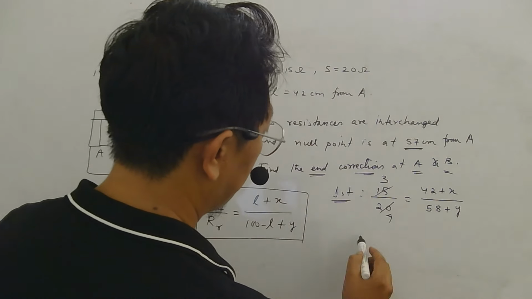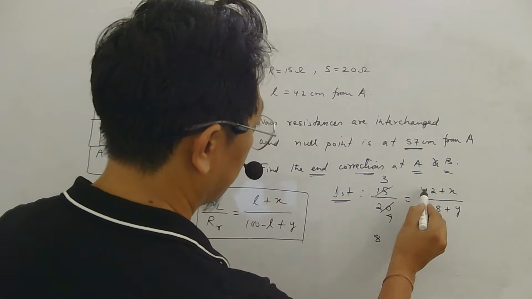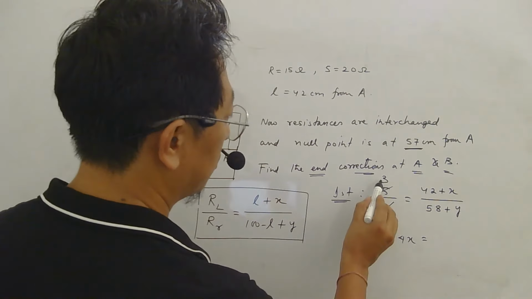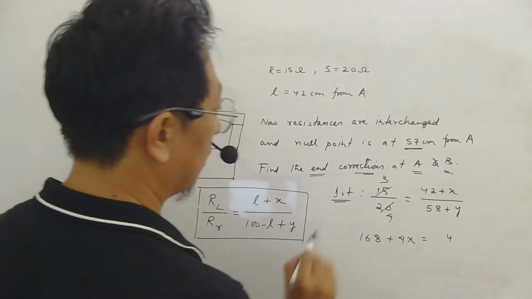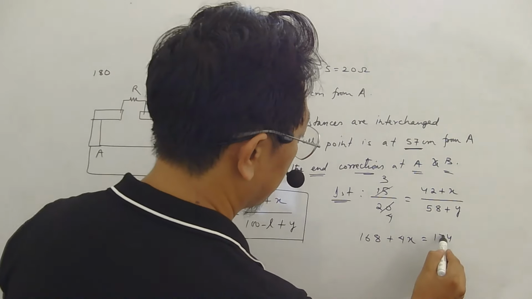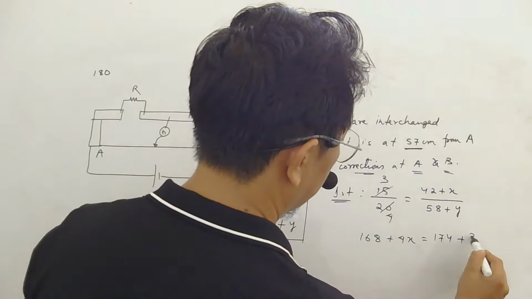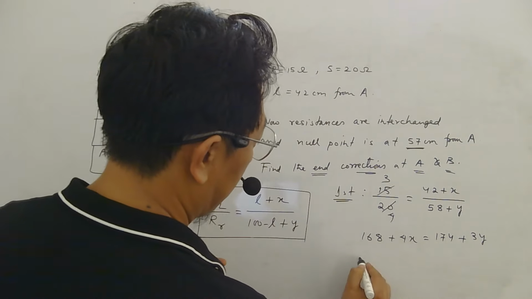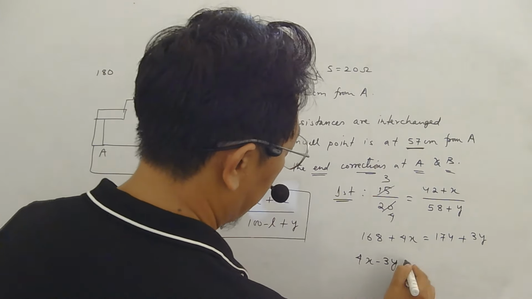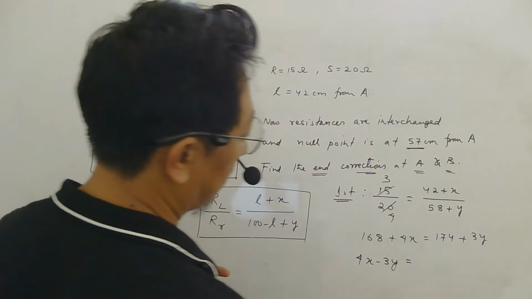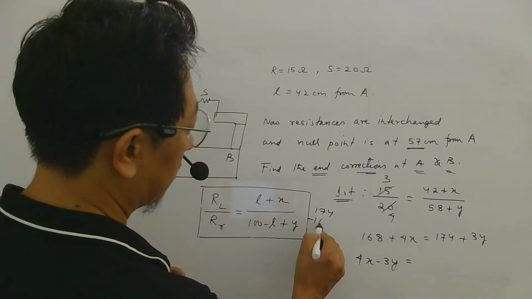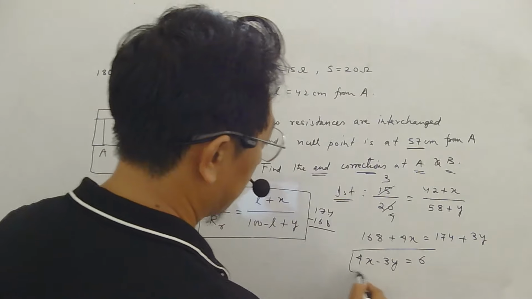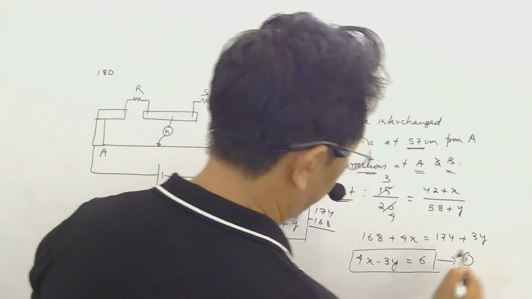So if you simplify, you will get 168 plus 4x equals 174 plus 3y. So now if I bring this 3y this side, I will get 4x minus 3y is equal to 174 minus 168, that is 6. So this is your equation 1.